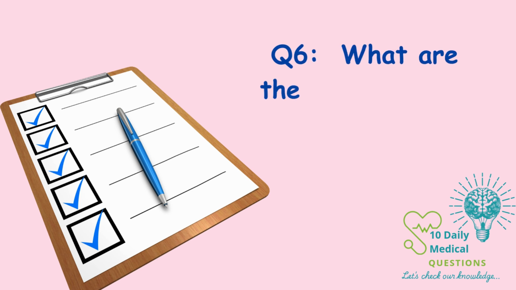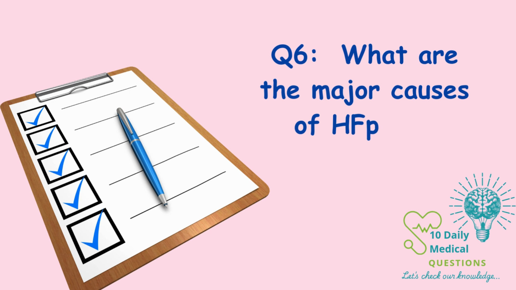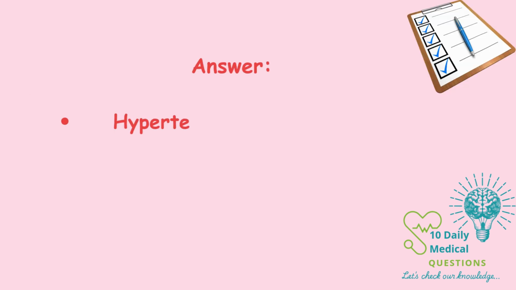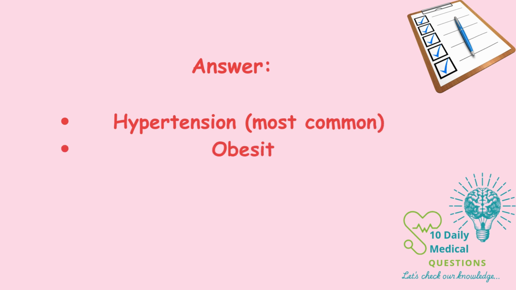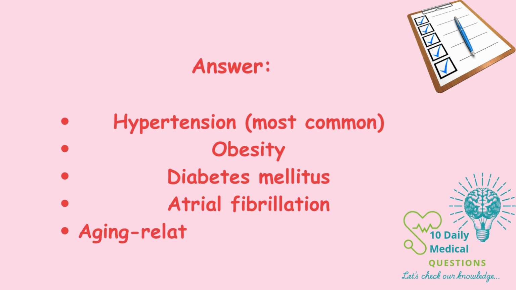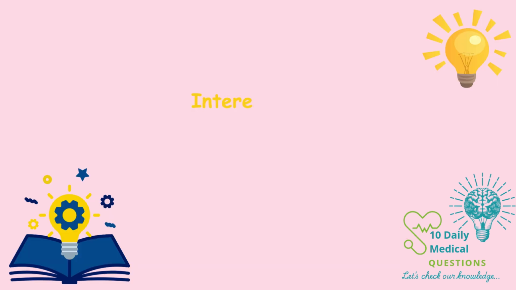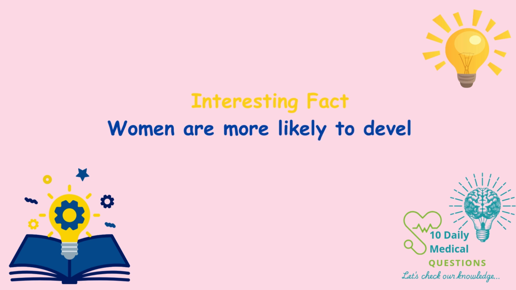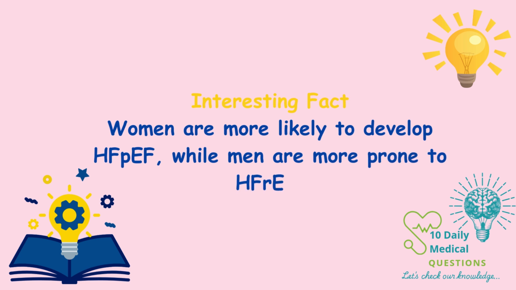Question 6. What are the major causes of heart failure with preserved ejection fraction? Answer. Hypertension, that's the most common cause. The other causes are obesity, diabetes mellitus, atrial fibrillation, aging-related myocardial stiffening. Interesting fact, women are more likely to develop heart failure with preserved ejection fraction, while men are more prone to heart failure with reduced ejection fraction.